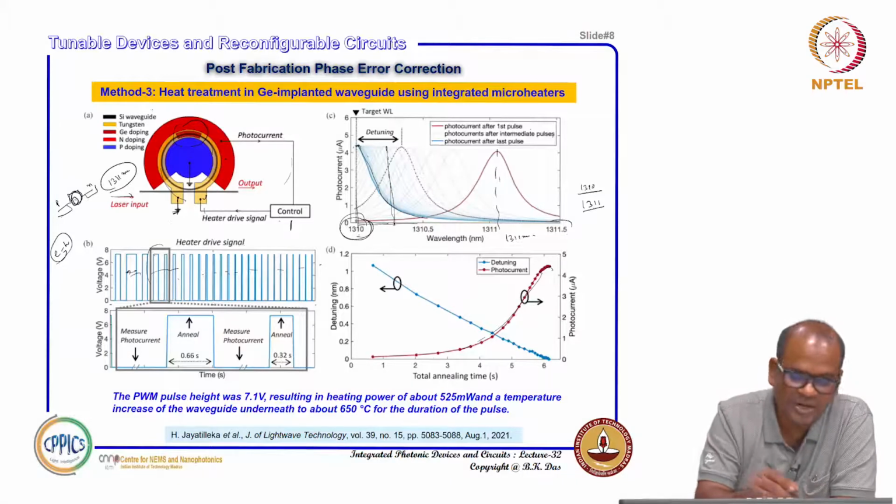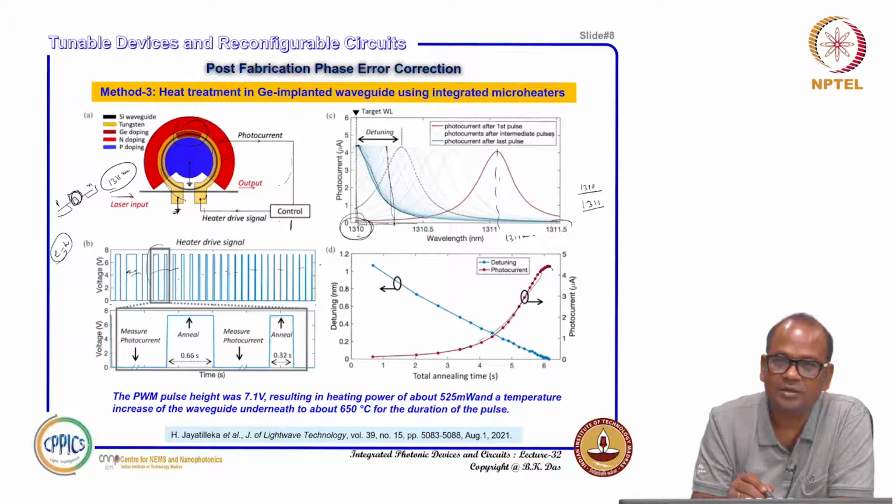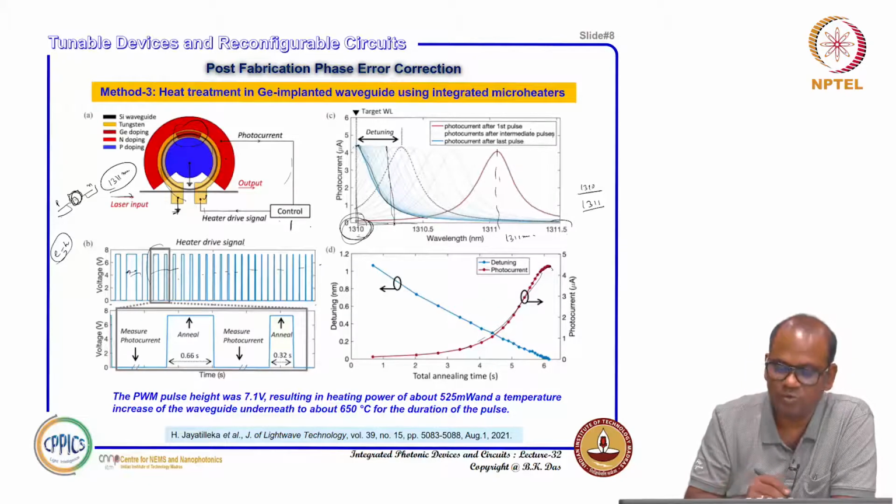So you can program the entire structure, and you can test optically, in situ, whether things are actually happening or not. Okay, you wanted this device to operate at 1311 nanometer, but it is operating at 1310 nanometer. You program it, you supply the energy, then you can have 1311 nanometer.